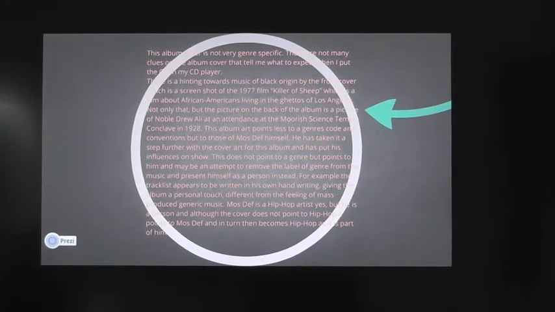And this is also evident on the back cover. The writing is in handwriting, and that just gives a personal feeling and different from the feeling of mass-produced genre music. Mos Def is a hip-hop artist, but he's a person, and although the cover does not point to hip-hop, it points to Mos Def himself.